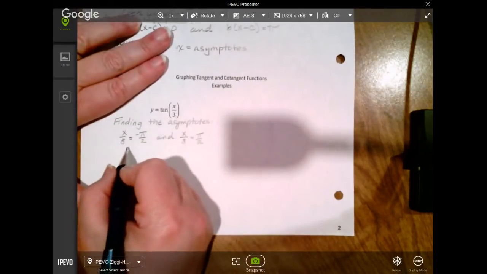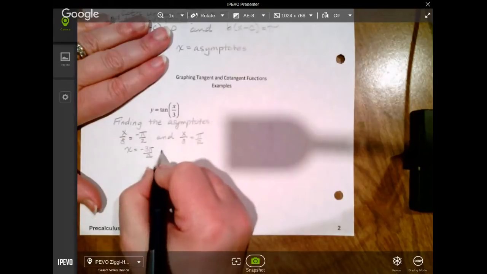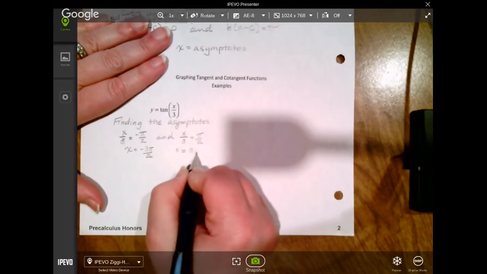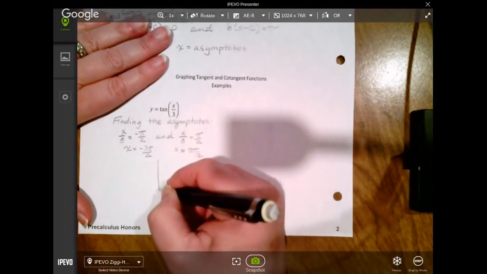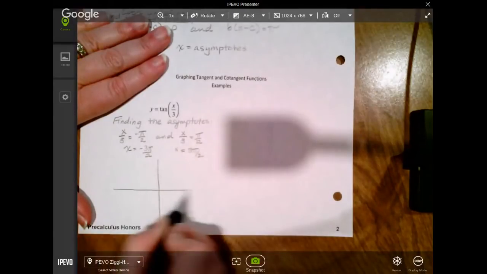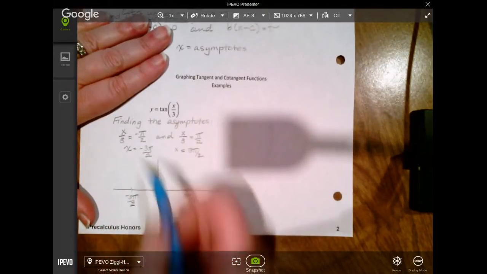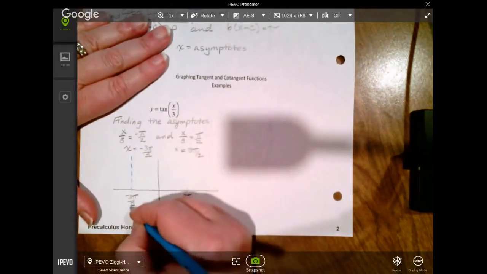Now I'm going to multiply both sides by 3, and I get x equals negative 3 pi over 2, and x equals 3 pi over 2. So that's where my asymptotes are going to be. I'm going to draw the beginning of my tangent function, and I know that my asymptotes are going to be at 3 pi over 2 and negative 3 pi over 2. And I'm going to draw my asymptotes now. Here we go. My baby blue color.